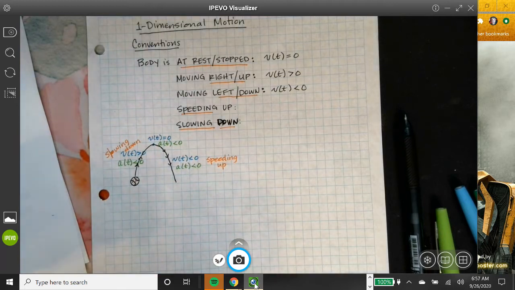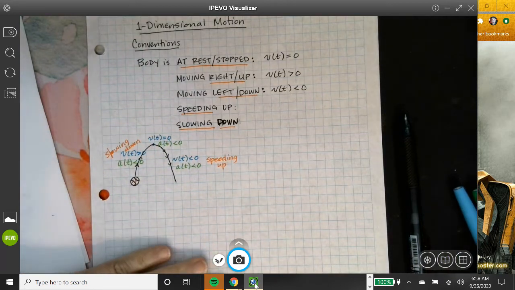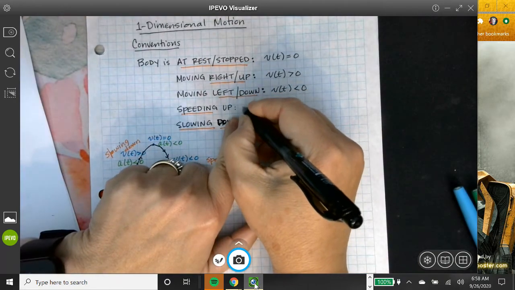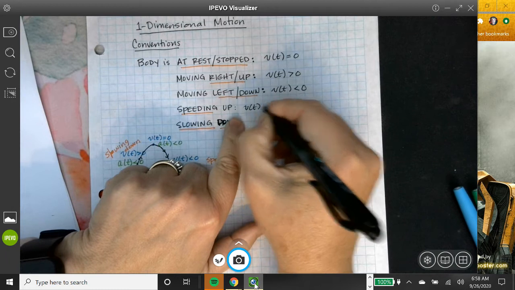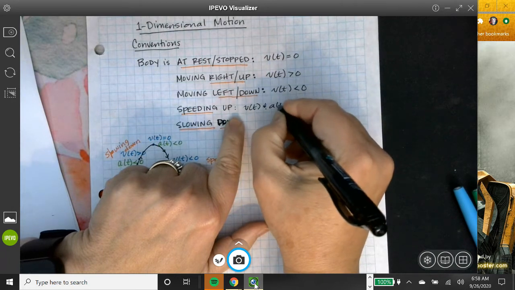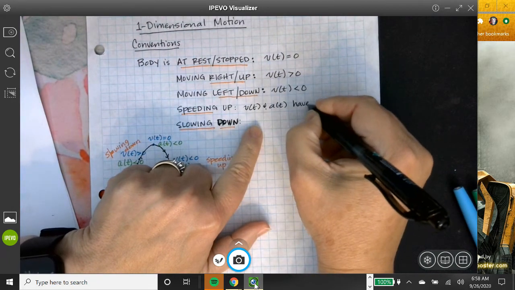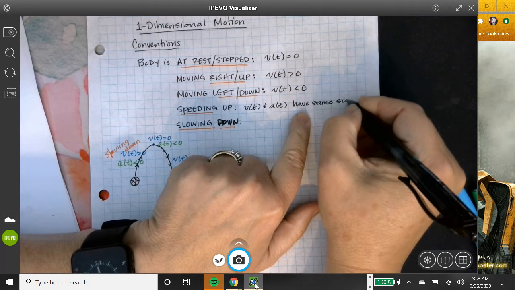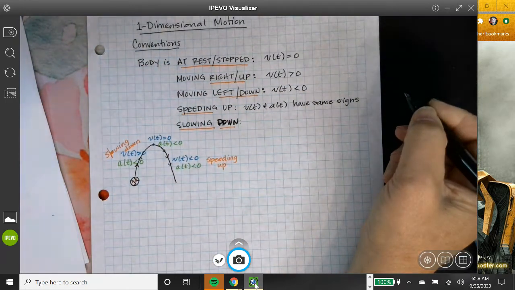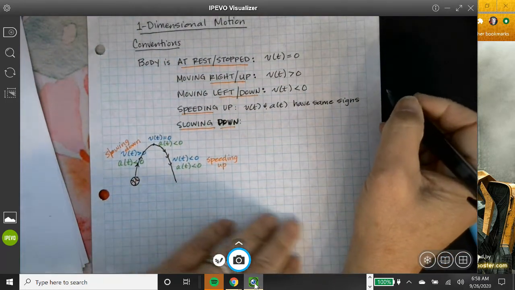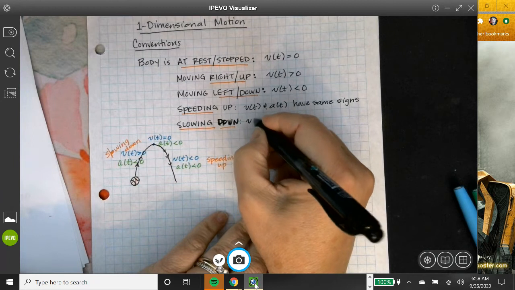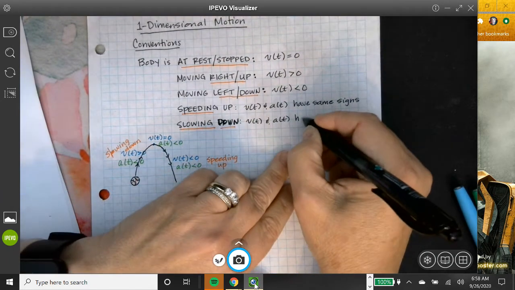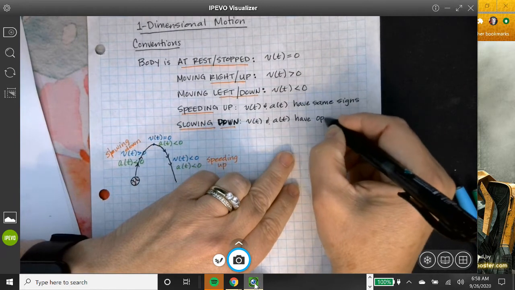So in calculus, when you're justifying speeding up and slowing down, we know that a particle is speeding up when the velocity and the acceleration have the same signs. Either they're both positive or they're both negative. We know we're slowing down when the velocity and the acceleration have opposite signs.